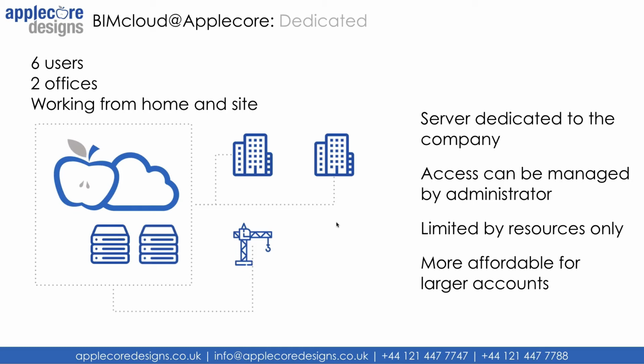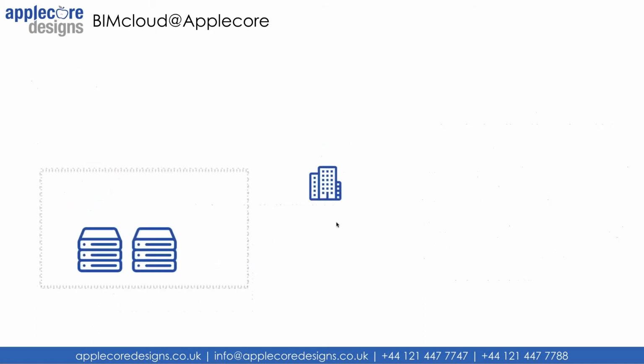Now, this is a good option for larger accounts. So for example, if you have 6 or 10 users with multiple offices, this is a great solution for you because we still look after the infrastructure, so you don't have to deal with that. But all of it is available to you and you know how much resources you have, so you can plan your projects accordingly. Now, the last option is what's called the deployed option.